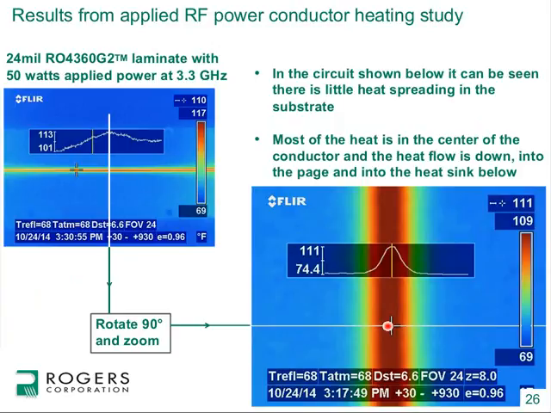You can see the conductor has a lot of heat there, obviously. But as you move away from the conductor, there's not much heat spreading out onto the surface of the substrate. There is some, but not a lot. Out on the surface of the substrate, it's about 74 degrees, and the center of the conductor is about 111 degrees. So what that's really telling me is there's a good amount of heat flow going from the conductor through the substrate into the page, down to the ground plane, and down to the heat sink below. And there's not too much heat spreading out onto the surface of the circuit, which is what is desired.